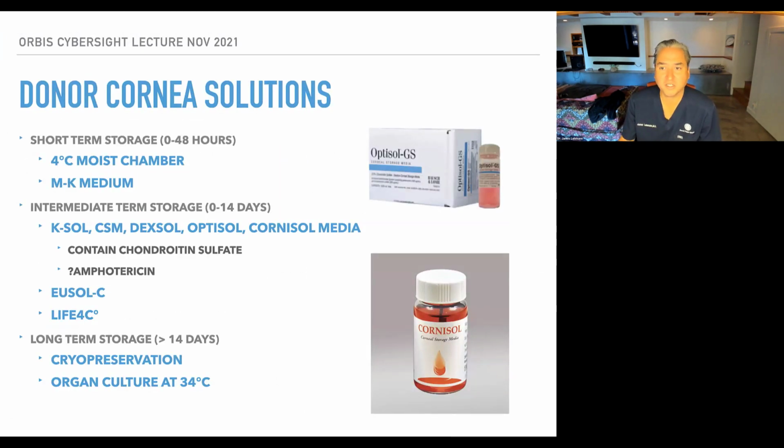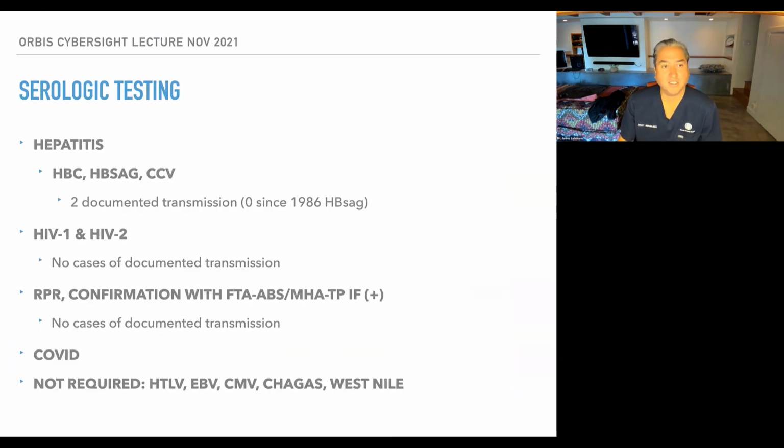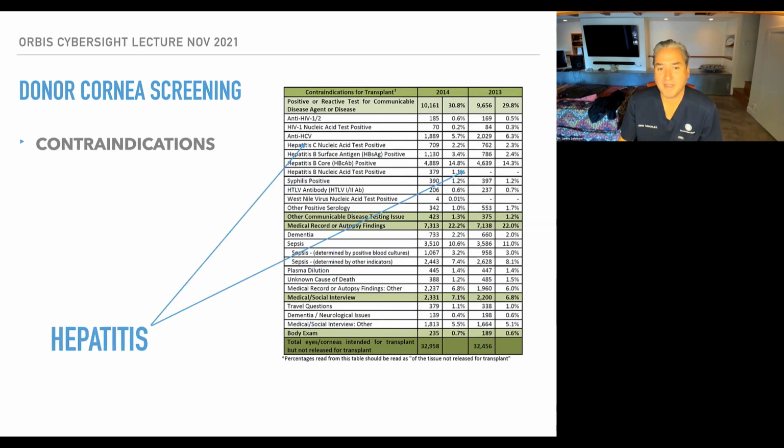These are the donor cornea solutions in the US. We mostly use the Optisol, but there are great solutions across the world. In Europe, for example, they use organ culture. They don't really use the intermediate term storage like we do, and refrigeration. And in terms of serologic testing, all the donors undergo these tests, including COVID. The main contraindication in the US, this was from a long time ago, but it was basically hepatitis. That was what came back most positive that caused us not to use a donor if there was a positive serology.